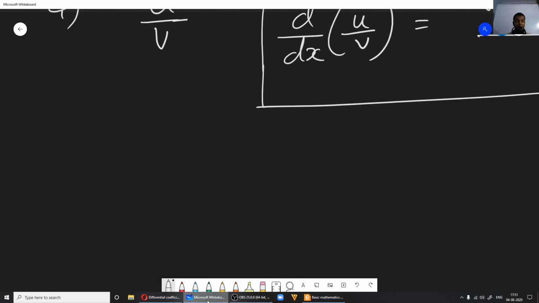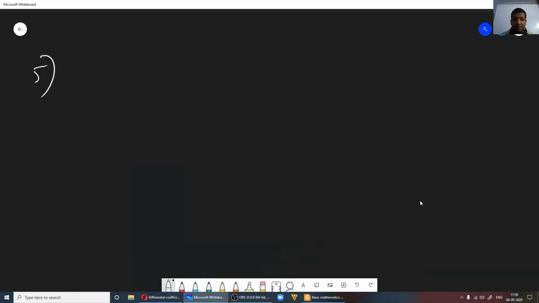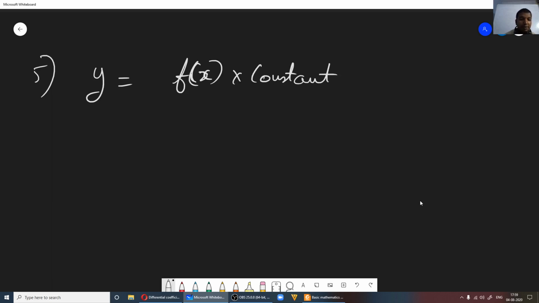Now the next theorem we have here is theorem 3. You can say y is a function of x. Now that function of x is multiplied by a constant. For example, y is equal to, say, 3 times x square.